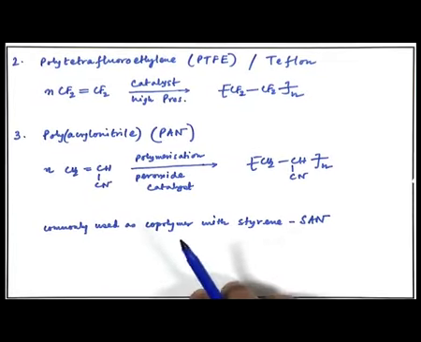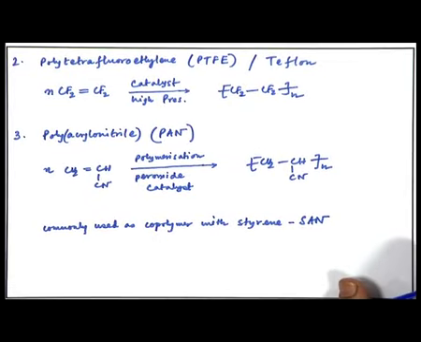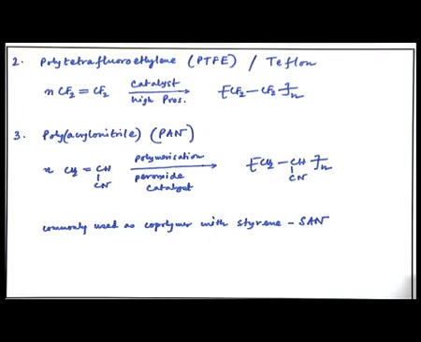The second polymer we discussed was polytetrafluoroethylene. In short it is written as PTFE, and sometimes it is called Teflon. Basically, the monomer is tetrafluoroethylene, and in the presence of a catalyst at high pressure, it produces polytetrafluoroethylene.